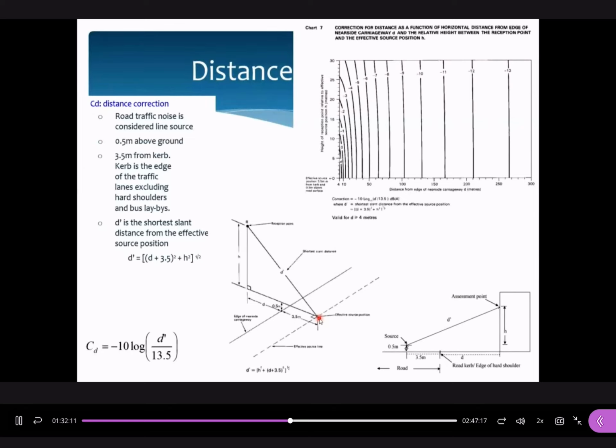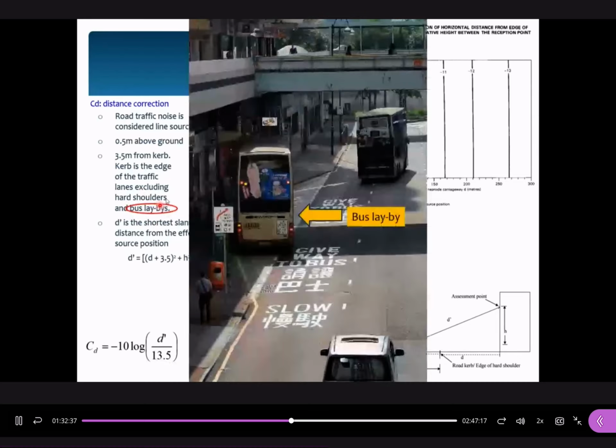But in a real scenario, if you do the assessments for consultancy projects, you may consider that this is 0.5 meters above ground. And the curb here is 3.5 meters away from the walking pathway. And we do not need to consider the shelters and bus laybys. What is this one? What are the bus laybys? What does it mean? This is the bus layby, this one.